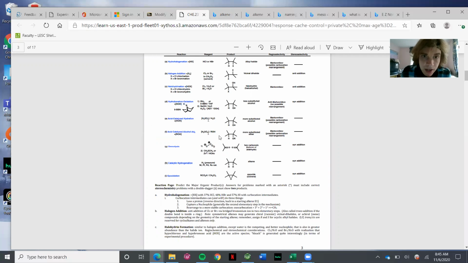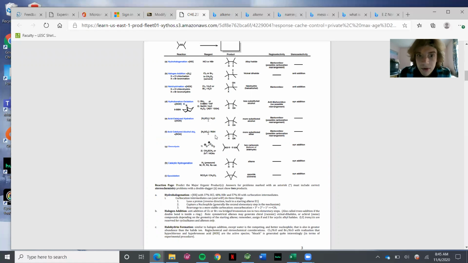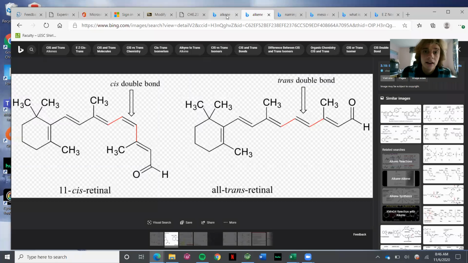Looking for osmium tetroxide here. He didn't even use this example. So that's good that I went over that, because osmium tetroxide will be on the exam. I guarantee it, it always is. And he didn't even put it on yet. So keep your eyes peeled for that. Osmium tetroxide, let's go back here.